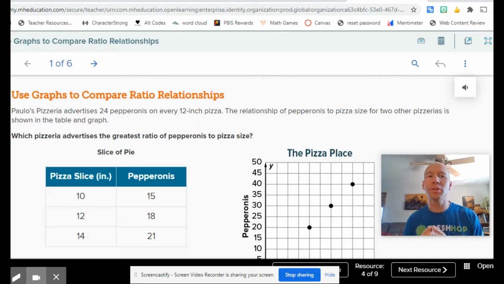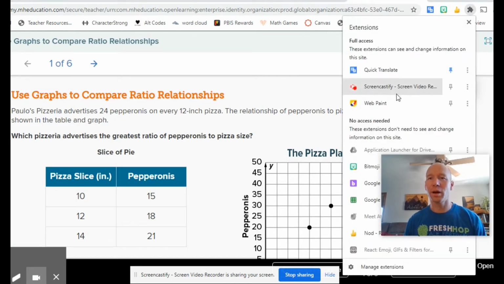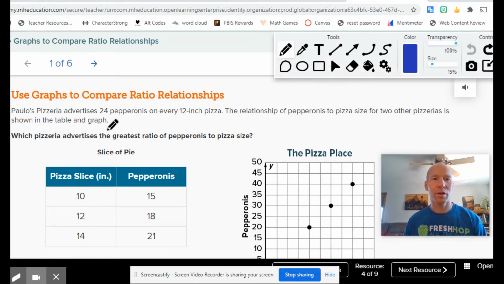Paolo's Pizzeria advertises 24 pepperonis on every 12-inch pizza. The relationship of pepperonis to pizza size for 2 other pizzerias is shown in the table and the graph. Which pizzeria advertises the greatest ratio of pepperonis to pizza size? I'm going to think about this. How about we underline a couple things? Paolo has 24 pepperonis on every 12-inch pizza. I know that is going to be really important information for me to think about.